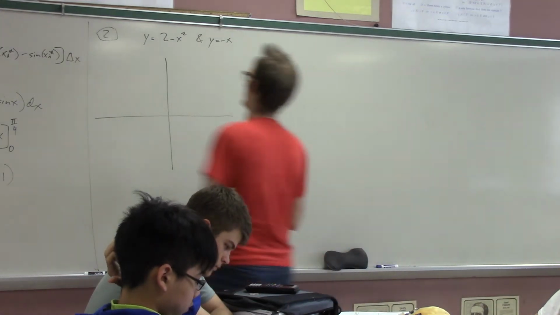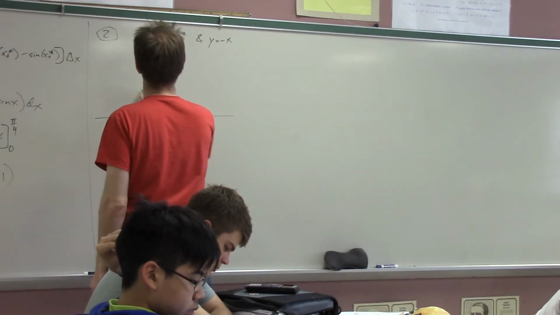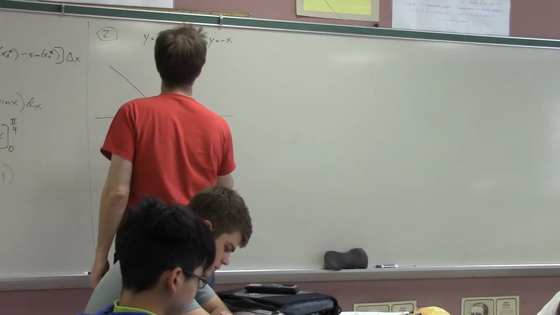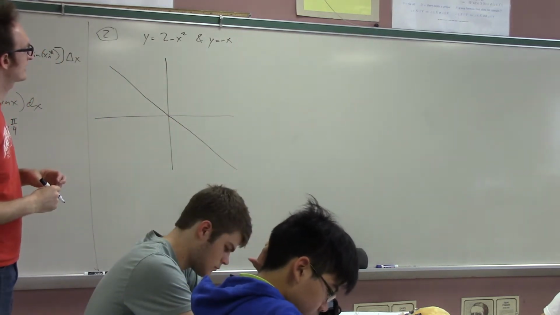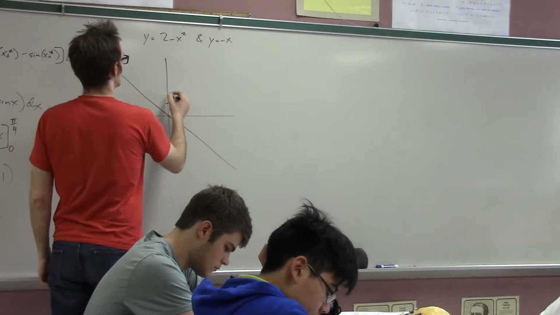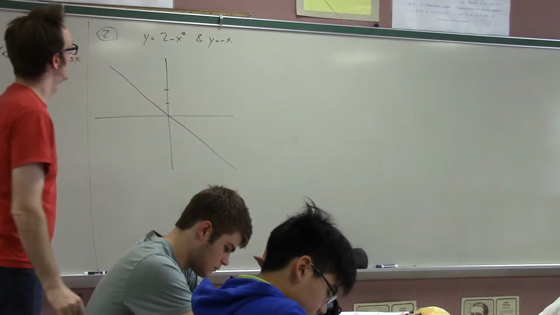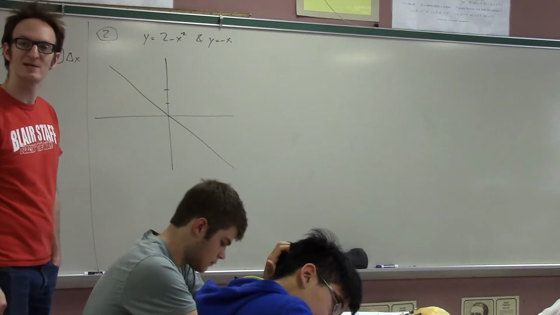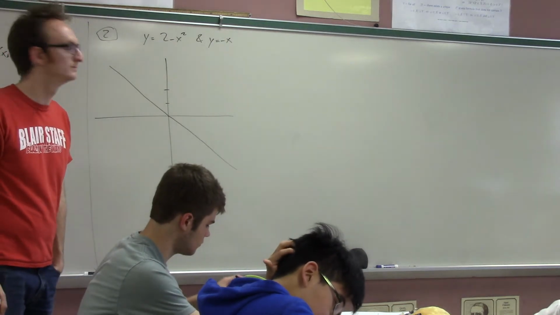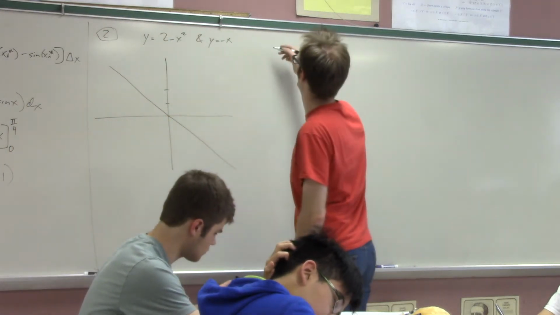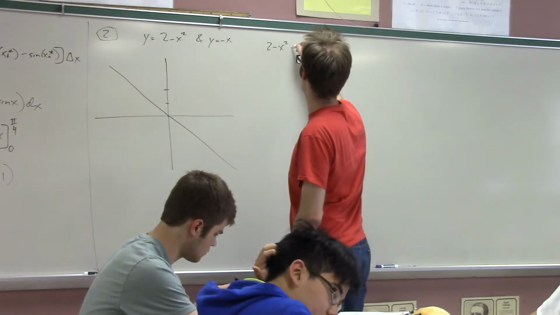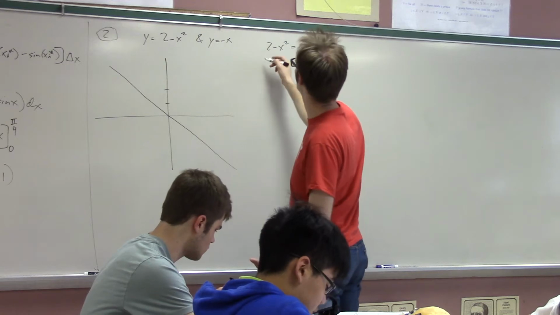Alright, so what's going on here? I have some line y equals negative x, looking like this. And then I have the parabola 2 minus x squared, so that's like an upside down parabola. And then suddenly I find myself wanting to know something really badly: where it intersects. So, side problem: where does this parabola equal this line? So I have to do some math.